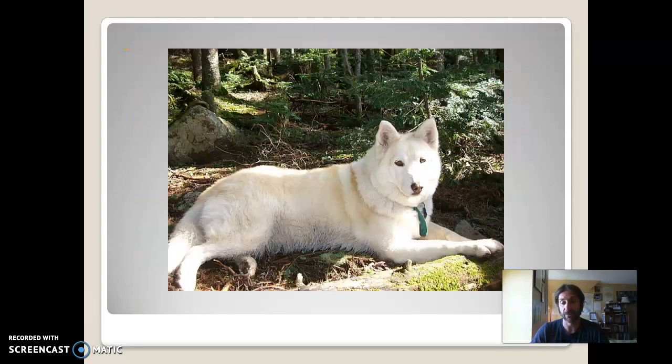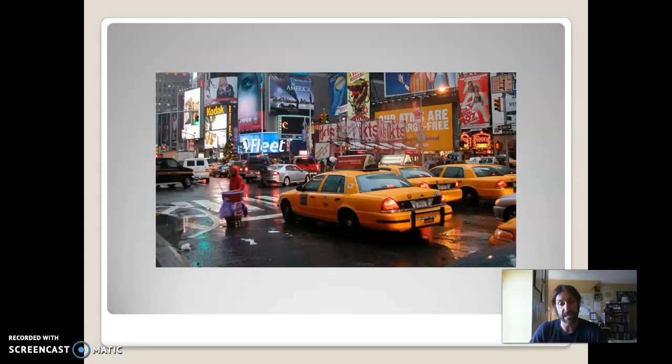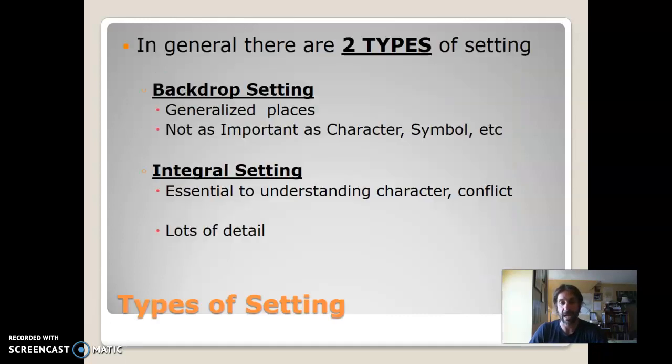So for example here, let's do this one. My old dog, Abby. The macro setting picture here is going to be nature. Outdoors. We might even be able to identify a season here, summer. The micro setting details are going to be the moss on the log, the stone behind the dog, the way the sun is filtered through the branches. Macro setting, city. Micro setting, we've got cabs, we've got signs, we've got somebody picking up trash.